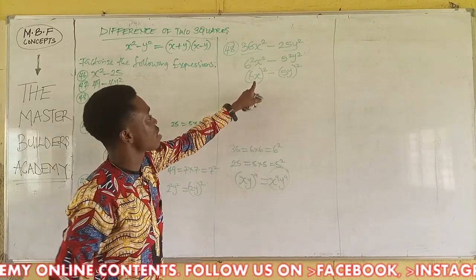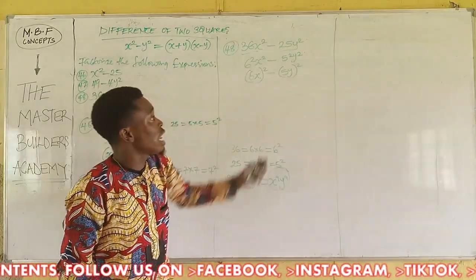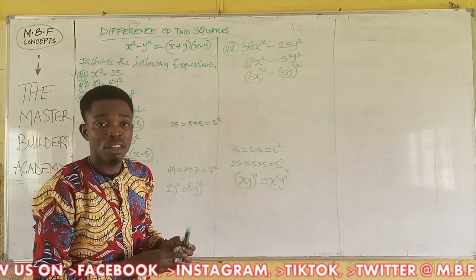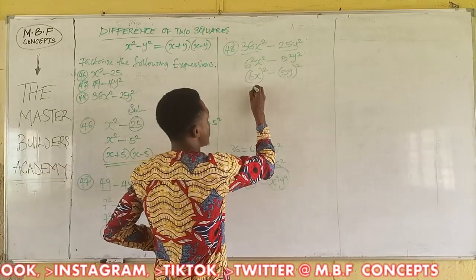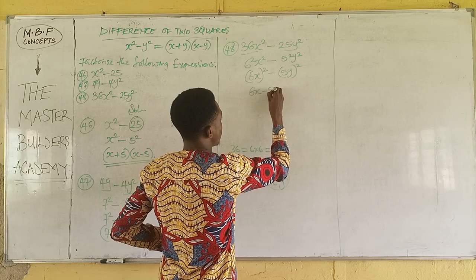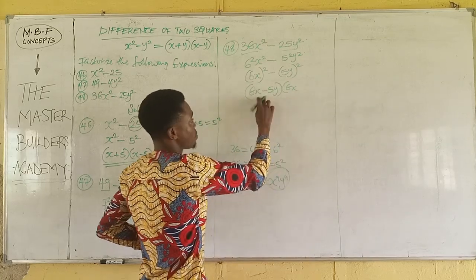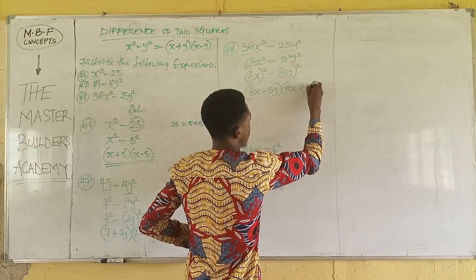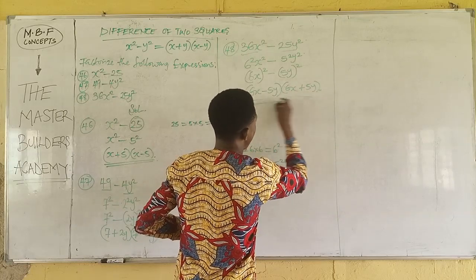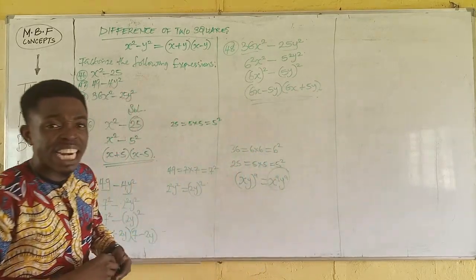So now that this is a square, all I need to do is to work with the base. How do I work with the base? I'm going to have 6x minus 5y, close bracket, 6x. Now I have used minus, then plus 5y. This is the answer to this very question.